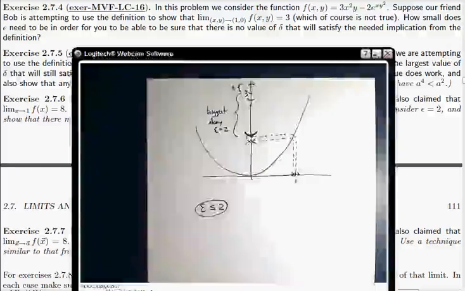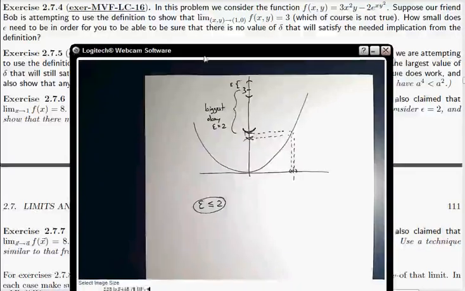Let's see here. There we go. So LC16. It's a similar situation. We've got a function. Bob's trying to show the limit's equal to a certain value. Again, Bob has blown it and has the wrong value. And we want to know, again, what sort of epsilons can I choose to show that Bob's wrong? And it needs to be a sufficiently small epsilon.